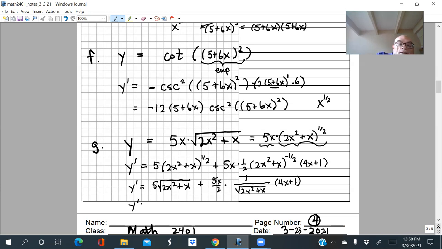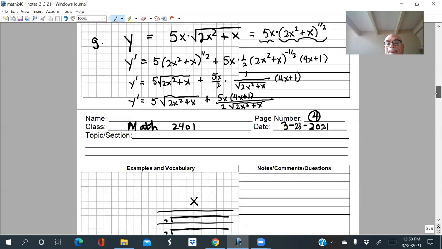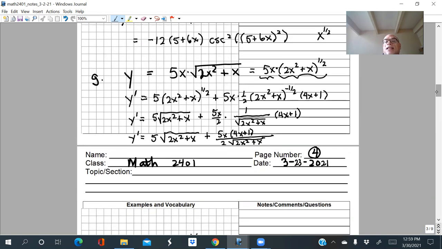So I guess, to finish this, we would have 5 times the square root of 2x squared plus x plus 5x times 4x plus 1. That's in the top. And in the bottom, we have the 2 and the square root of 2x squared plus x. Wow. So it looked kind of ugly, but it's really not that much algebra involved here, okay, right?